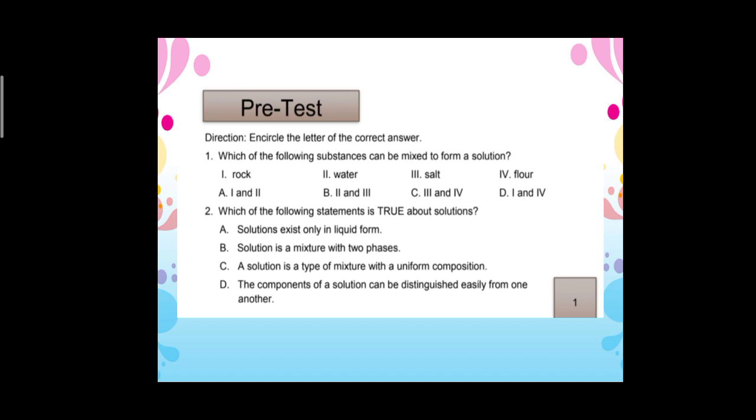For number 2, which of the following statements is true about solutions? A. Solutions exist only in liquid form. B. A solution is a mixture with two phases. C. A solution is a type of mixture with a uniform composition. Or letter D. The components of a solution can be distinguished easily from one another. Okay, write your answer.